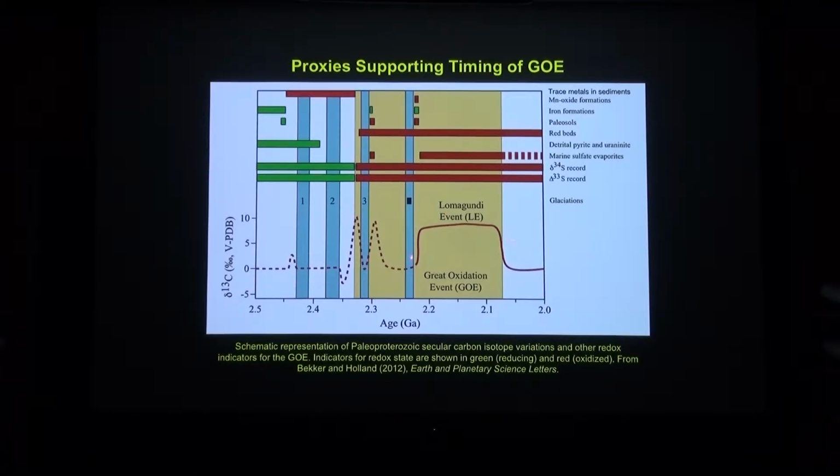Then there's this thing called the Lomagundi event. This is a period of time where we think there was so much oxygen production because there was a lot of biomass being buried at that time. You bury a lot of biomass, so you sink a lot of carbon-12 into the sediments. Your carbonates, your limestones, become enriched in carbon-13, so you get this big excursion right here. So this is supposed to represent a time when oxygen levels could have gone all the way up to 50% of today. But we're thinking about this part of what gets us into the GOE.